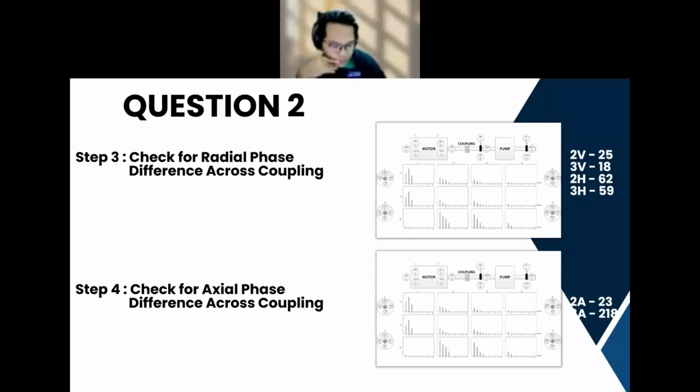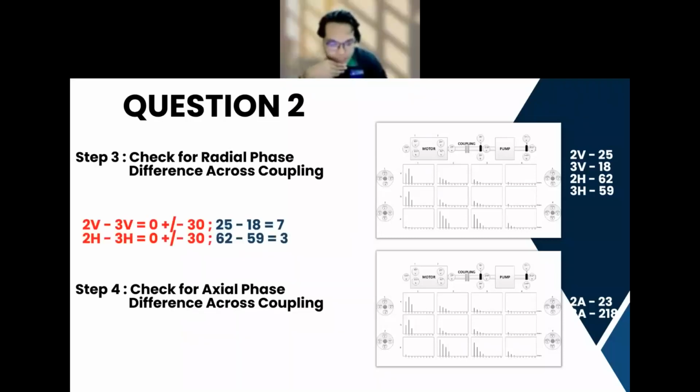Am I right? Yeah. We can try to assume that this is from angular misalignment, right? Yep, it's looking more like it. For angular misalignment, we need to get the range 0 plus minus 30, right? Actually, we checked the radial phase difference between point 2 and point 3 and got 7 and 3. So maybe we can assume this is angular misalignment, or we need to proceed to step 4. I think we need to proceed to step 4.